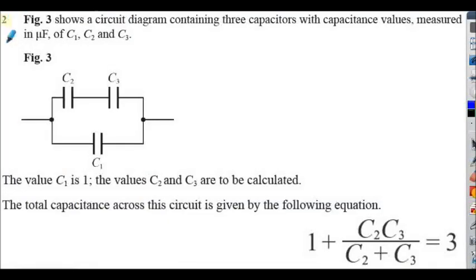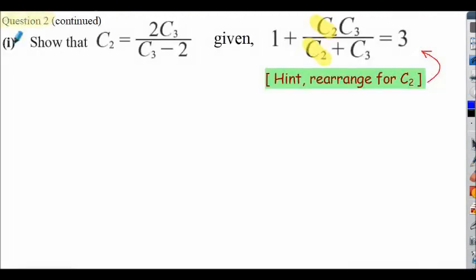Here's question 2. We're given a capacitor circuit here, and we're given this formula which relates capacitors C2 and C3. Capacitor C1 is 1. For question 2, part 1, we've got to show the expression on the left hand side here, given the expression on the right hand side.